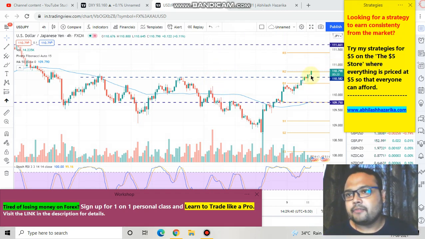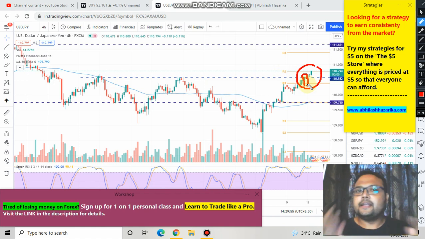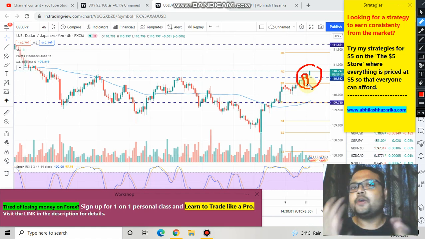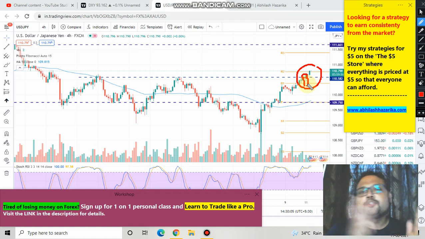Right now you can see that after hitting the resistance level, the market has crossed the resistance beautifully and is trading comfortably above the resistance. But that does not mean that this is the ideal position to go for a buy here, because there are certain things that we must understand first. So let's do the proper, complete analysis. Let's try to understand what is going on, what is cooking on the chart of USDJPY. Then we'll be jumping to the strategy. So let's get started.